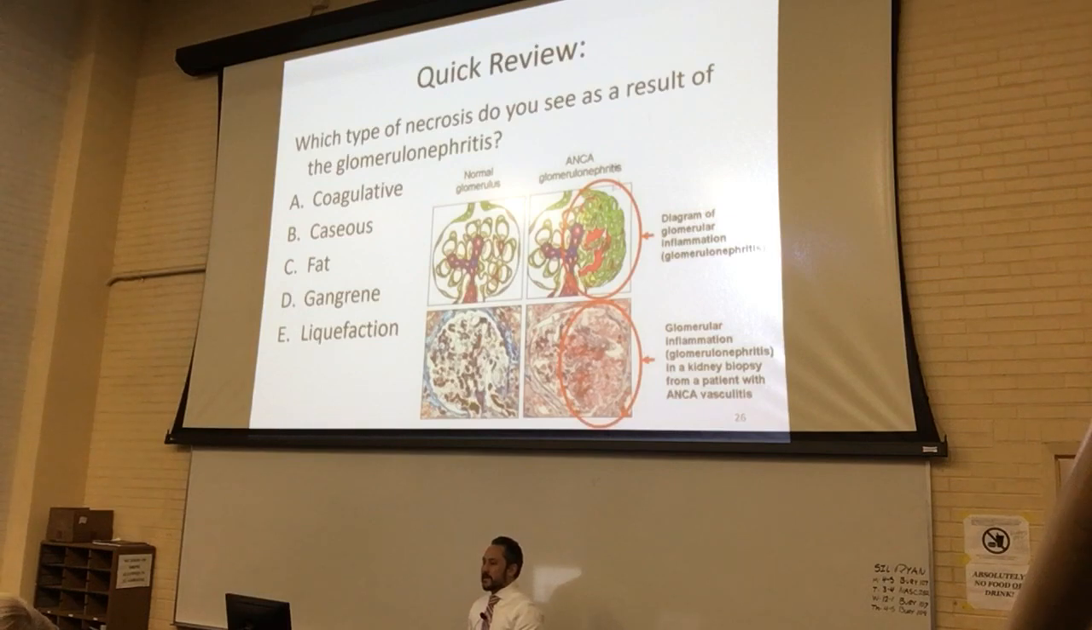Okay. How many say coagulative? How many say caseous? Fat, gangrenous, liquefaction. Okay, that was a pretty straightforward one. Good. The answer is A, coagulative. Very good. So with some of these questions you'd be like, oh crap, we didn't cover that. That's your first reaction, like, that sounds like a really complicated question. We did not cover that. Yeah, we totally did. And you guys got it right.